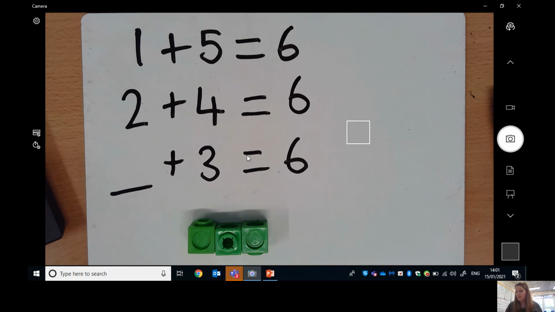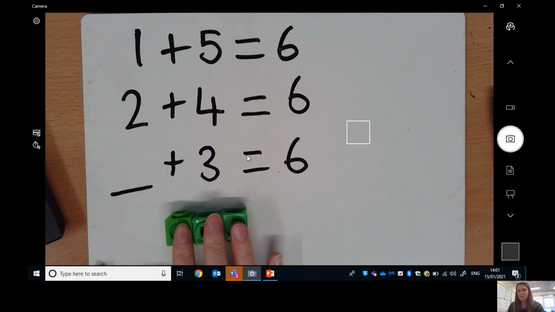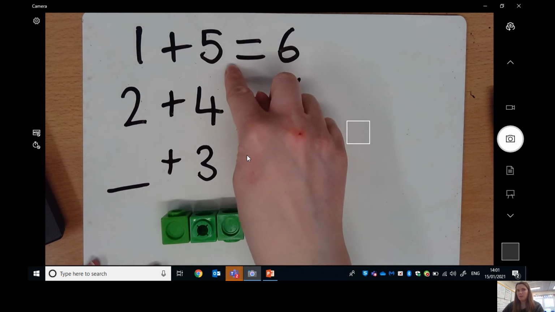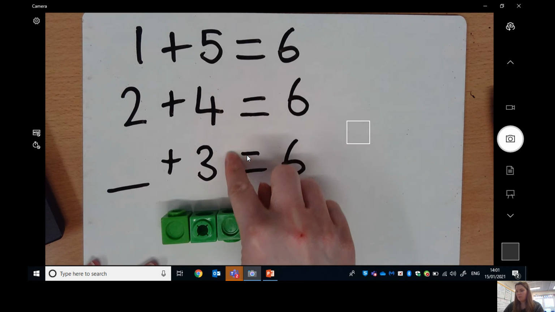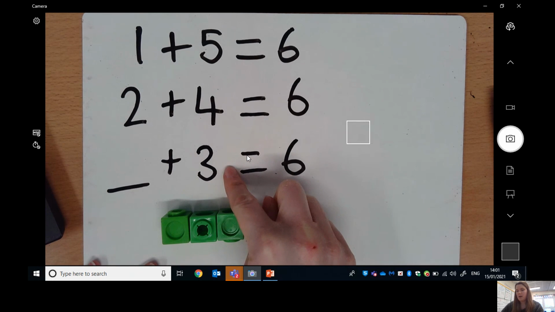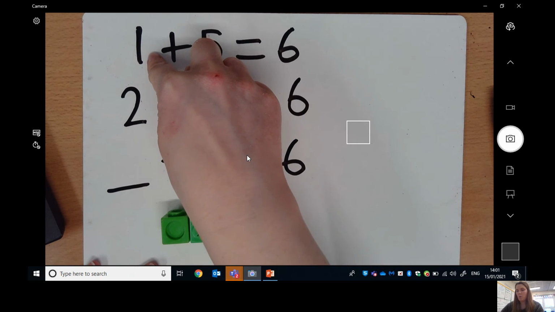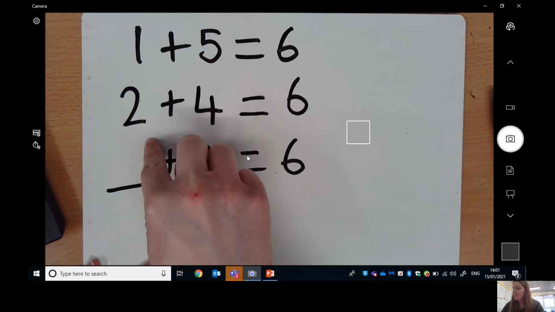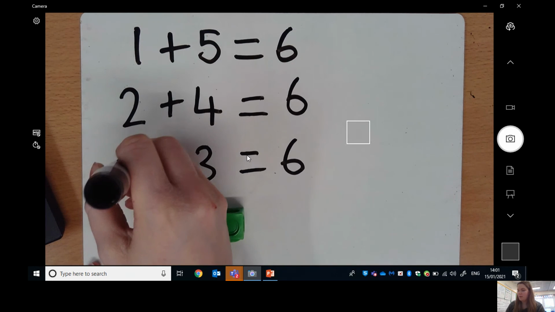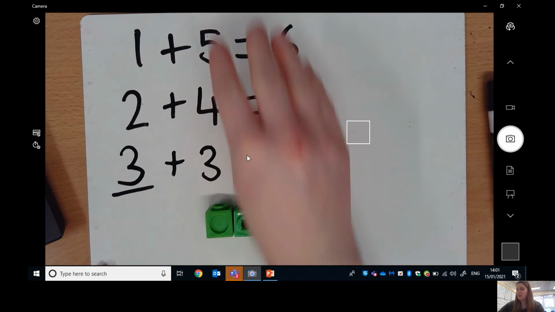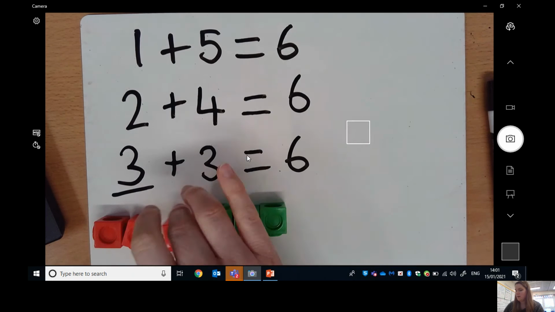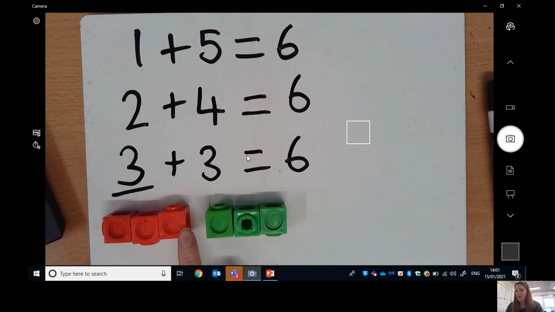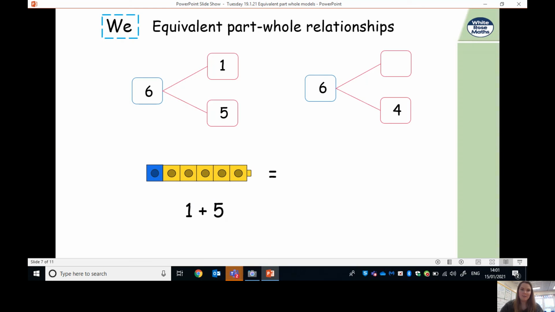Okay, fantastic. You found your 3. You might have noticed this was going down: 5, 4, 3. And this one was going up: 1, 2, 3. We think 3 plus 3 is 6. Let's check. 1, 2, 3, 3, 4, 5, 6. Brilliant job, guys. Well done. You found 4 and 2, and you made 6.